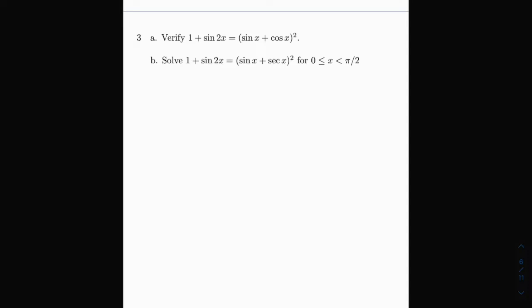Alright, number 3. What is number 3 telling us to do? Number 3 wants us to verify that 1 plus sine 2x is equal to (sine x plus cos x) squared. So the question is, how are we going to do this? Well, let's take a look.